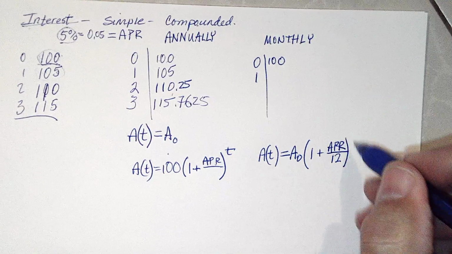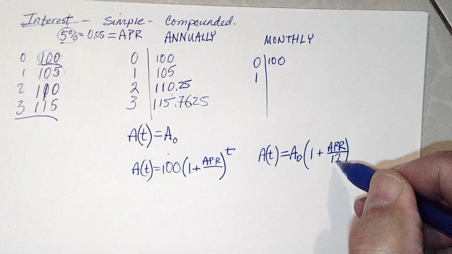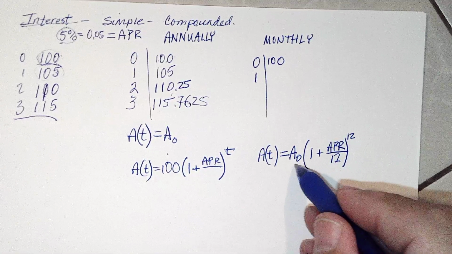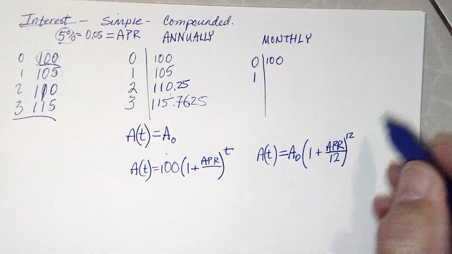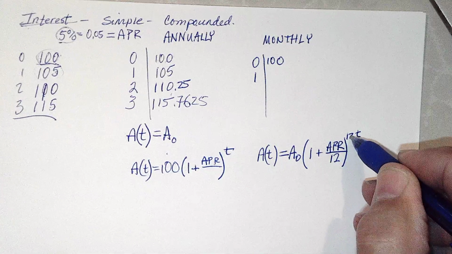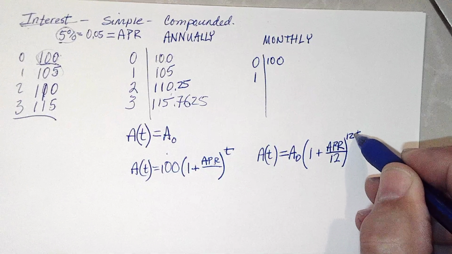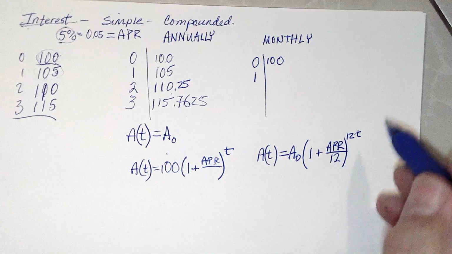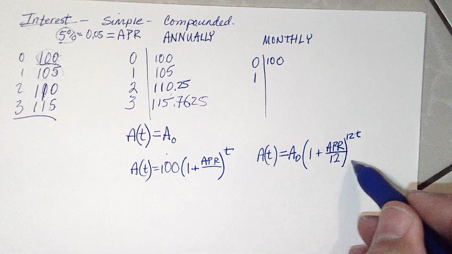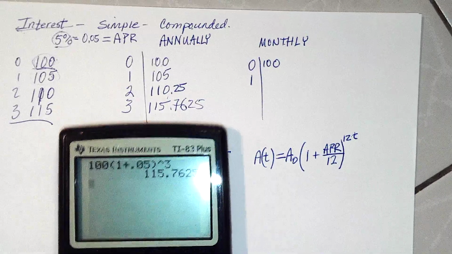And then we'd have to do this 12 times to get it for 1 year. And then for 2 years, we'd have to do 24 times. So 2 times 12 would be 24 to get through 2 years. And for 3 years, we'd have to do 3 times 12. So this would be the formula.